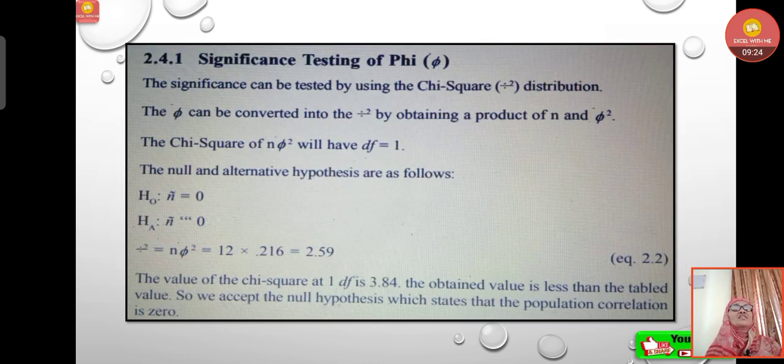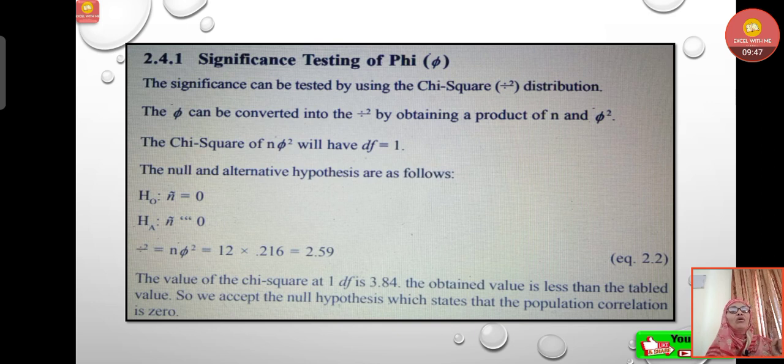0.216. So, significance testing of phi, let's see here. The significance can be tested using the chi-square distribution. The phi square can be converted into chi-square by obtaining a product of n and phi square. The chi-square will have df equal to 1.